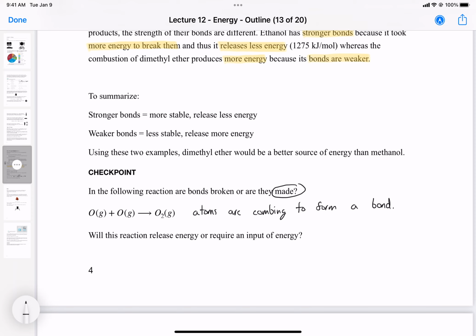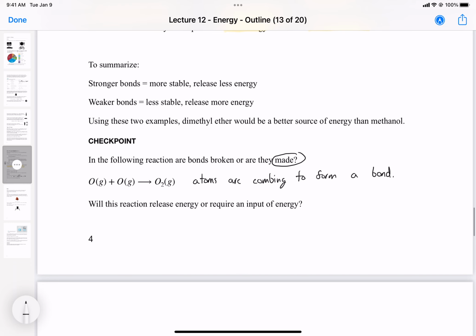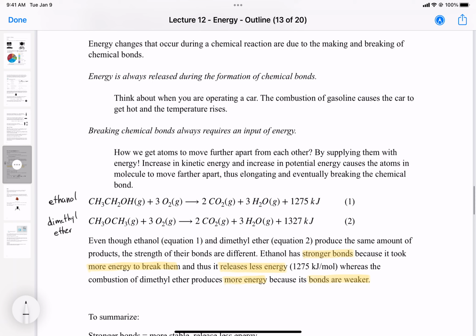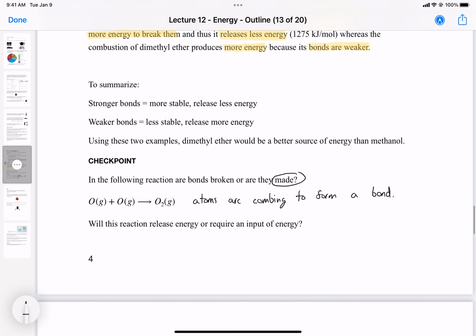So will this reaction release energy or require an input of energy? Like we said here, energy is always released during the formation of chemical bonds. So we're going to say the reaction will release energy. So I'll write it also here: release energy because of bond formation.